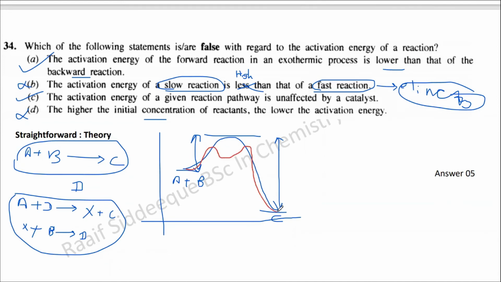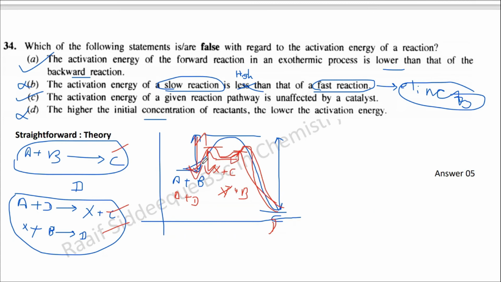You can imagine it goes like this. There are two paths. One is A plus D forming the intermediate X plus your product C. And this X reacts with B to form D. This is not a real reaction, just to understand. So this is a two-step mechanism. This is a one-step mechanism. In the one-step mechanism, you have a higher activation energy. Here, this is very small. And here, this is also very small.